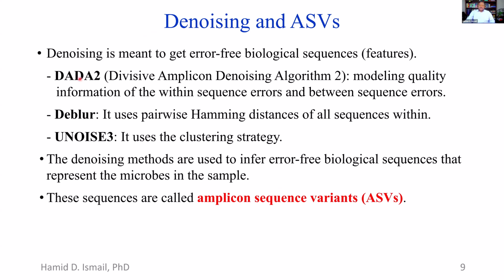So we have DADA2. This is the most common one that we use. We call it the Divisive Amplicon Denoising Algorithm 2. And Deblur is the second one that we also use. It uses pairwise Hamming distance of all sequences. The design method is used to infer the error-free biological sequence.